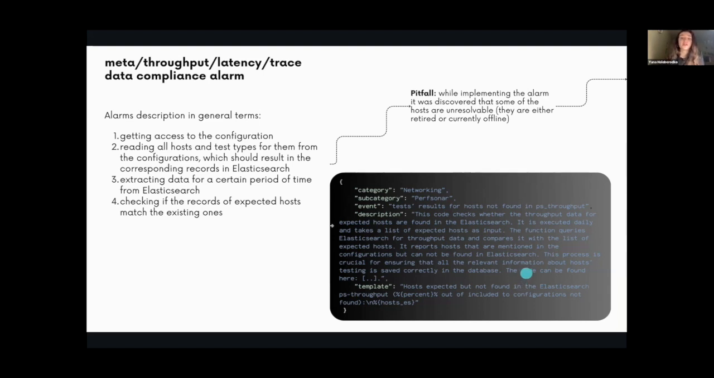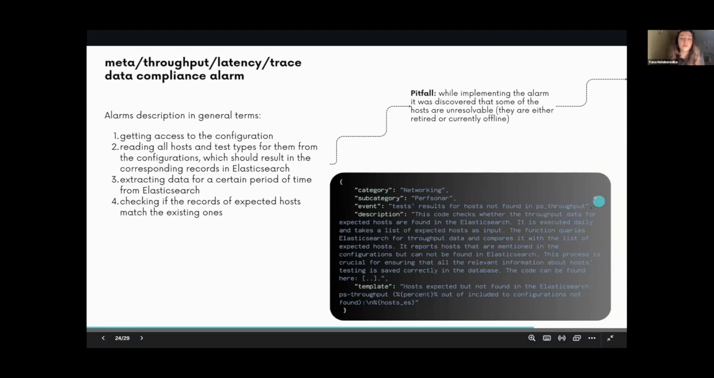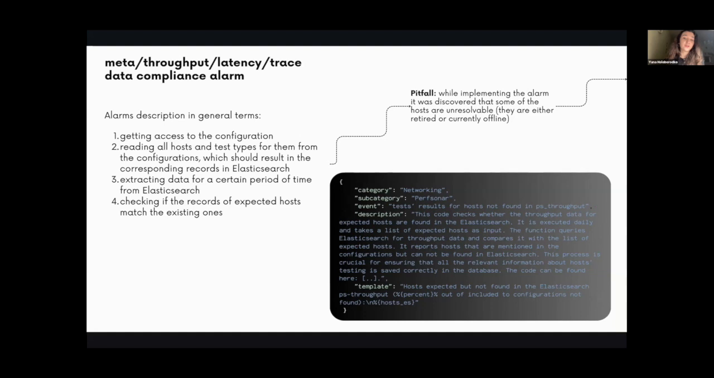And here on the right, you can see something like a JSON file where the structure of the alarm is presented. So it's a kind of template, and that is what we expect to see in our email when we have such an issue and want to report it to the user.